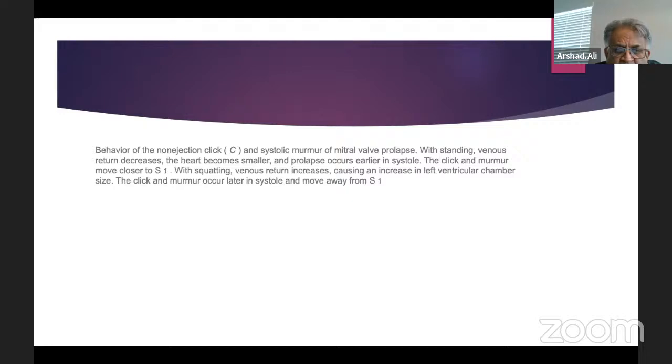This is a brief mention that whenever you are looking for mitral valve prolapse, you want to auscultate the patient standing up and in the squatting position. When standing, the venous return decreases and the ventricle becomes much smaller and the prolapse will occur early in systole. The click will move closer to S1 and the murmur will also move. With squatting, it is the opposite effect. The click moves away and the murmur moves away from S1. So these dynamic changes will help you diagnose whether this is mitral valve prolapse or not.